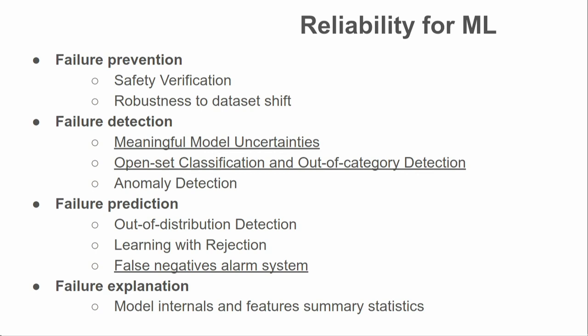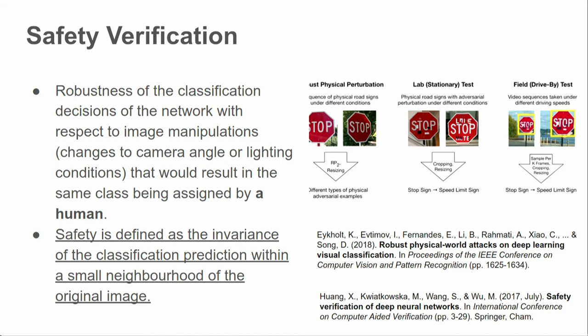But before I touch on that, I will talk about safety verification. So what does it mean to have safety in deep learning? What does safety mean in deep learning? For these models, it's the invariance of the classification prediction within a small neighborhood of the original image.